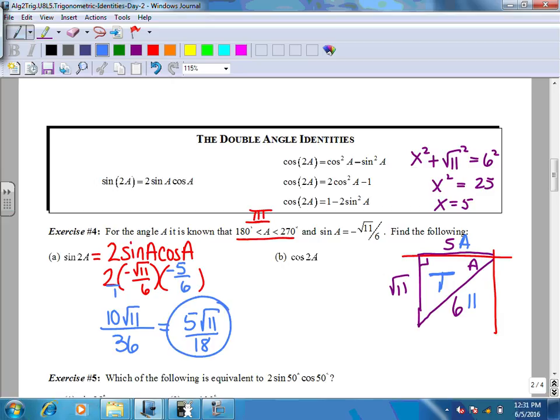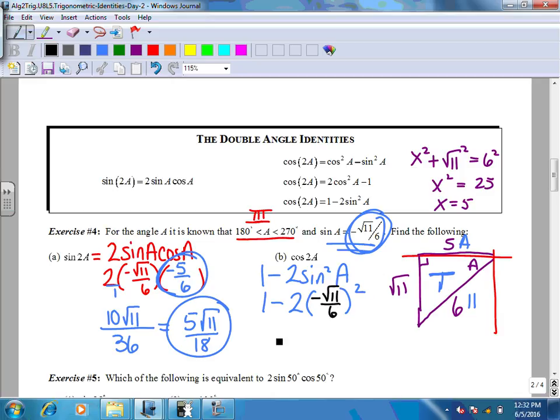Okay. Similarly for cosine 2A, this time the only thing given to us is sine. So I would probably choose to use the formula that only deals with sine, because I know this is correct. I'm not positive that what I found for cosine, well, I know that I'm correct, but if you were taking the Regents, you wouldn't be sure if you definitely found cosine A correctly or not. So go with what's given to you. 1 minus 2 sine squared, and I know sine is negative square root of 11 over 6.